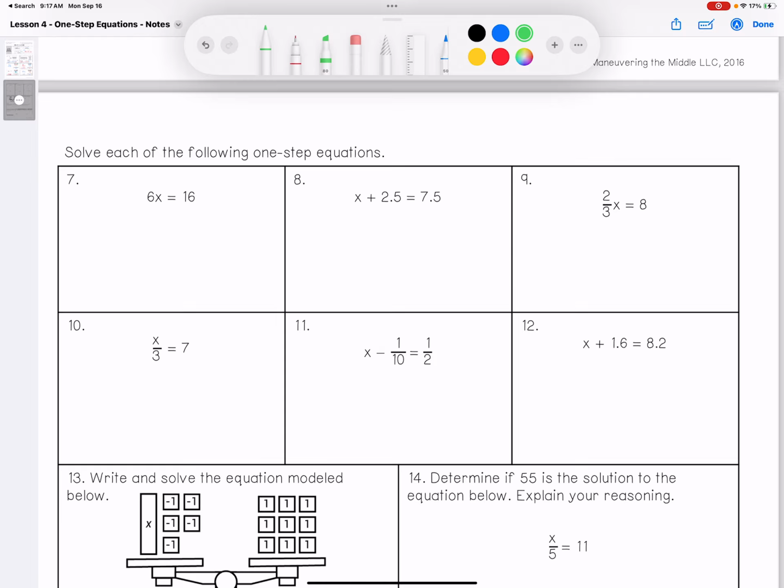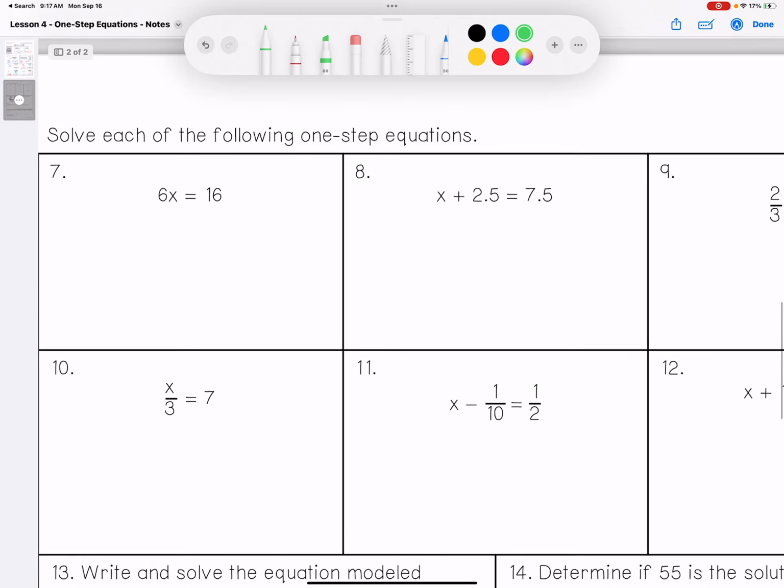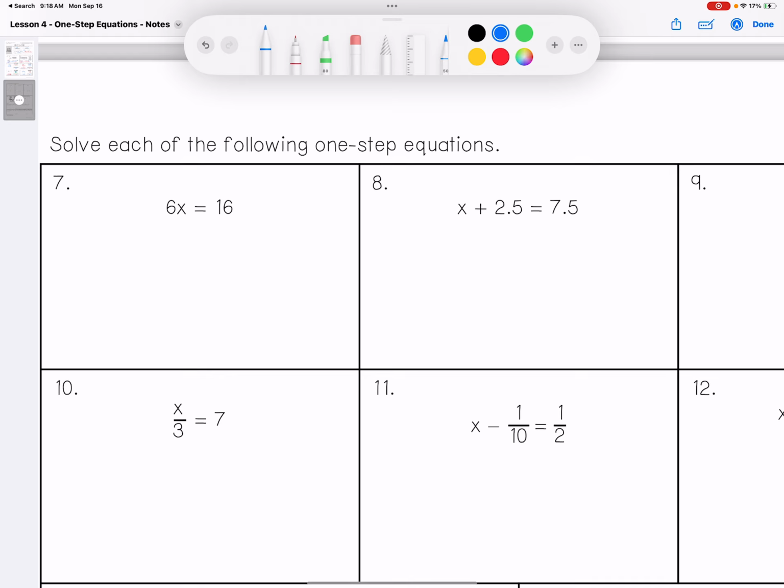All right, here we go. 6x equals 16. That means 6 times x. So how do I get rid of that 6? I do the opposite of multiplication, which is division. So I'm going to divide. X equals, your calculator would have told you 2.66666. We don't write it like that. We write it as 2.6 with a line over top. So x equals 2.6 with a line over top.